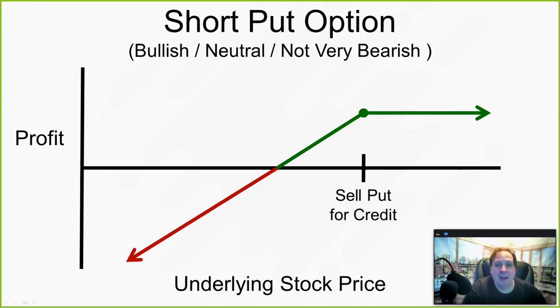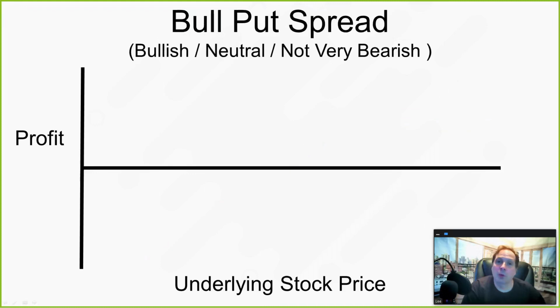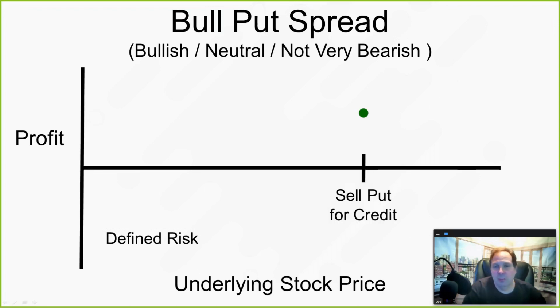So we can get around that by using what's called a bull put spread. So in this case, you're a little bit bullish on the stock, or you're neutral, or at least you're not very bearish. It might go down, but it won't go down too much. So here's what happens. You have a defined risk play. So you sell a put for a credit, and if the stock goes up, you get to keep that credit. And if the stock goes down, you lose money.